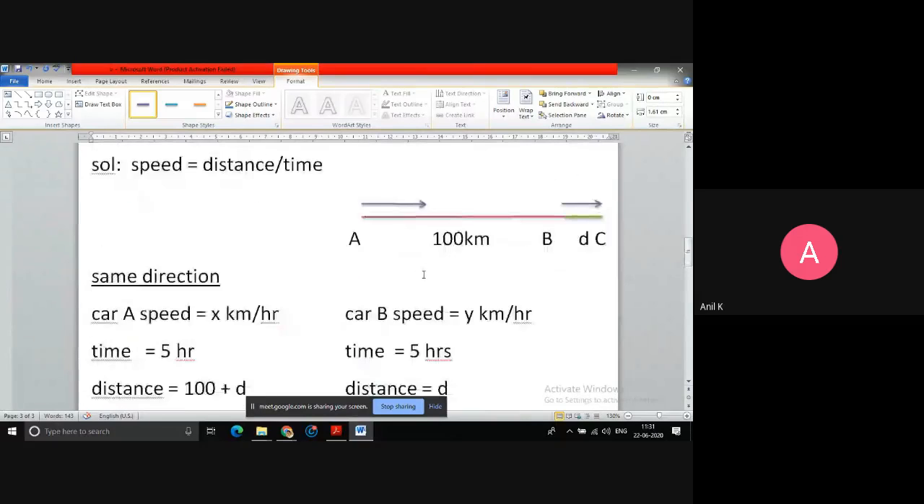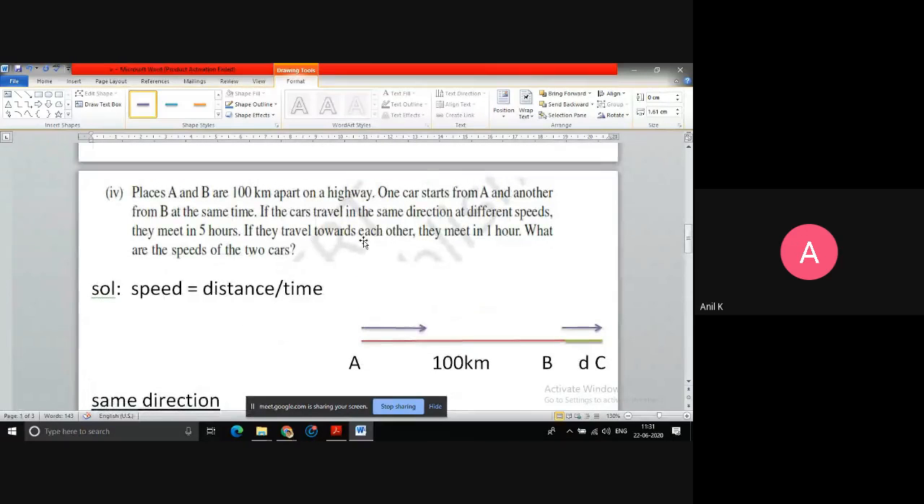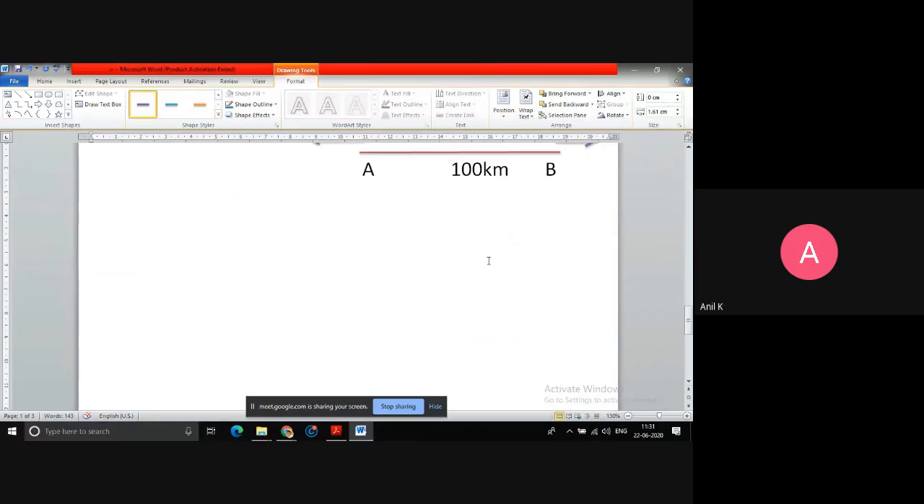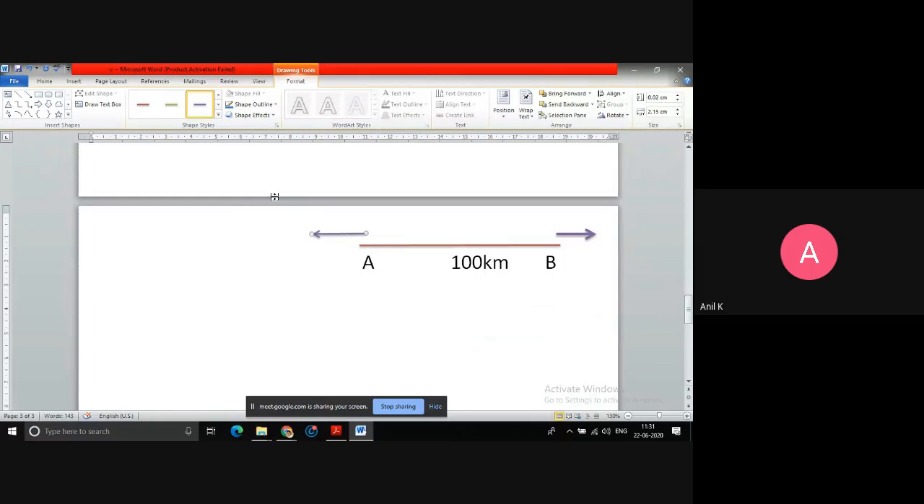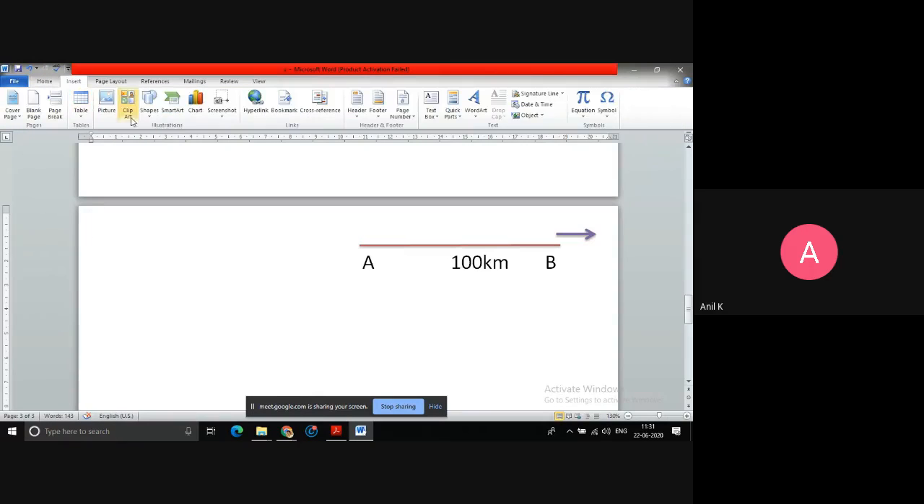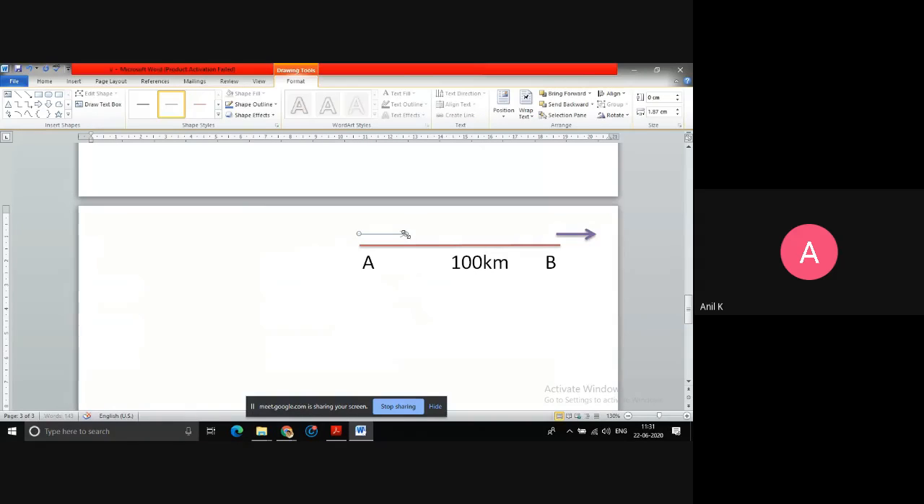But in our given question, they clearly said that they meet after 1 hour. So that means which direction do they have to move? Let me delete this one and reinsert the shape. So for example, if A moves in this direction, just a minute, student.